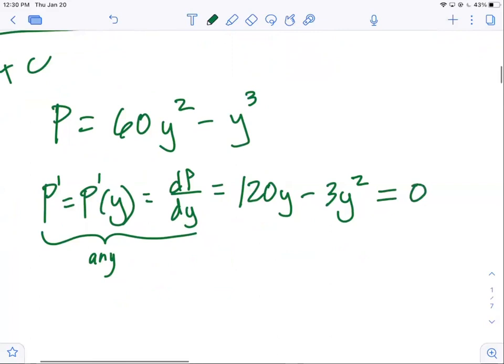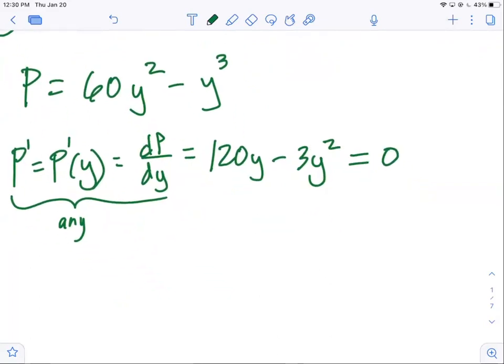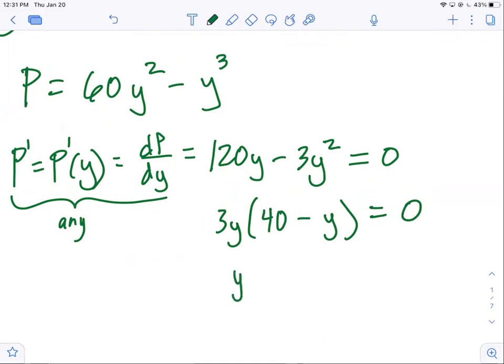So we typically just set it equal to 0. And that's an important part, right? We're finding critical values. And now, of course, once it's equal to 0, we factor it, right? Look for a common factor. I spy a 3y, and that gives us 40 minus y. Keep it equal to 0. Once you set it equal to 0, keep it equal to 0. All right, and then all we've got to do is set each factor equal to 0, which we can state right away: y equals 0 or y equals 40.